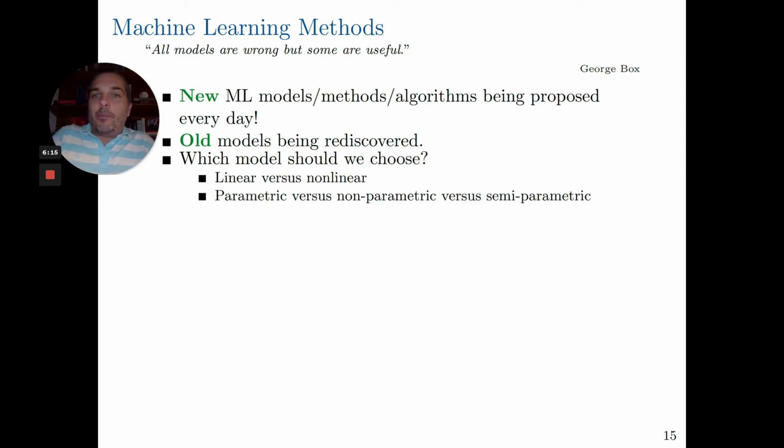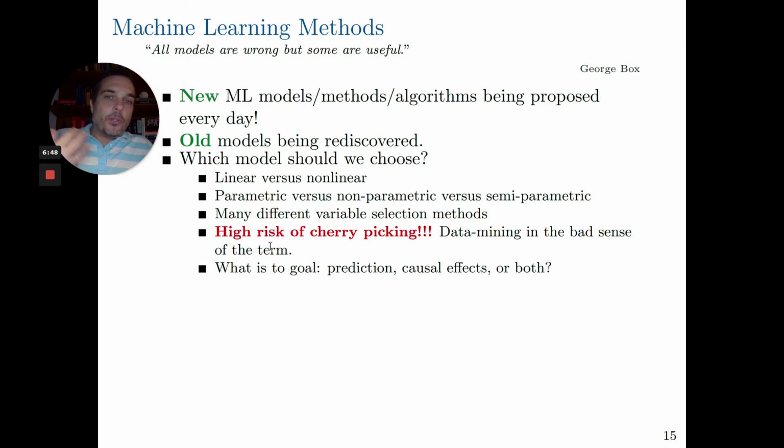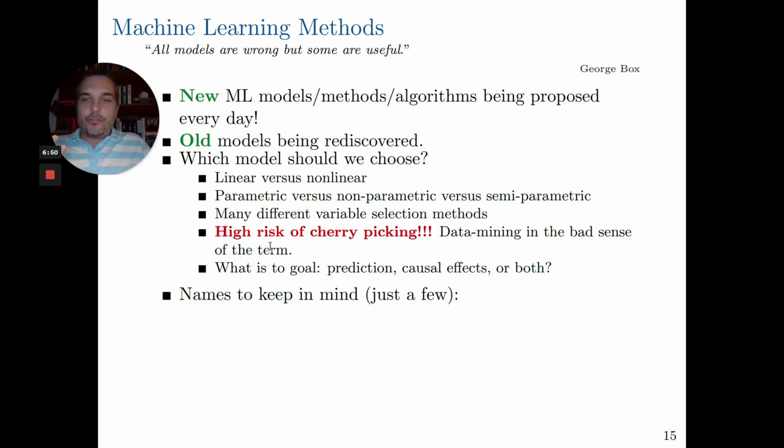Linear or nonlinear? Parametric, non-parametric, semi-parametric? How will we select variables? There are so many ways of selecting variables. There's a high risk of cherry picking. That's data mining in the bad sense of the term. So you are mining the data until you uncover a relationship that you like for any reason, but that relationship can be completely spurious. So we have to take care about not going into spurious relationships. Okay? So we have to learn what's the goal: prediction, causality, or both.